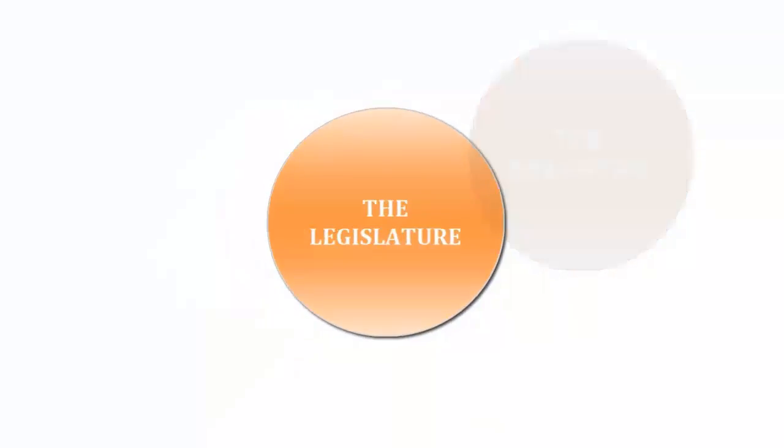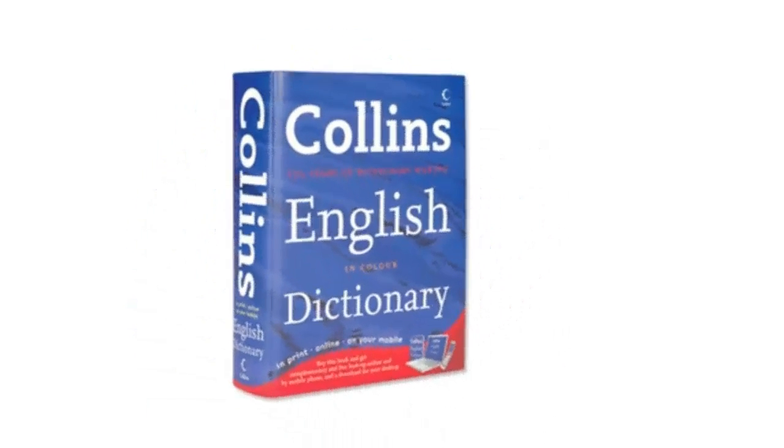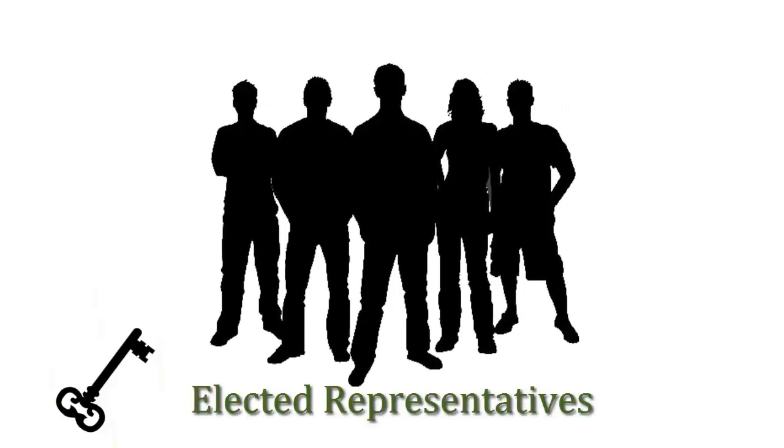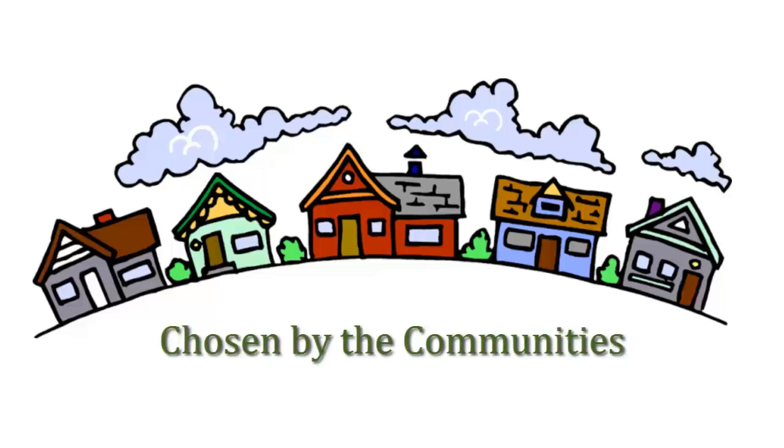1. The legislature. From the Collins Dictionary, 3rd edition, 1995, the term legislature means a body of elected representatives who make and repeal laws. The key word here being elected representatives. So the people that make the laws are those chosen by the communities from all parts of the country to represent the whole. So who makes up the legislature?